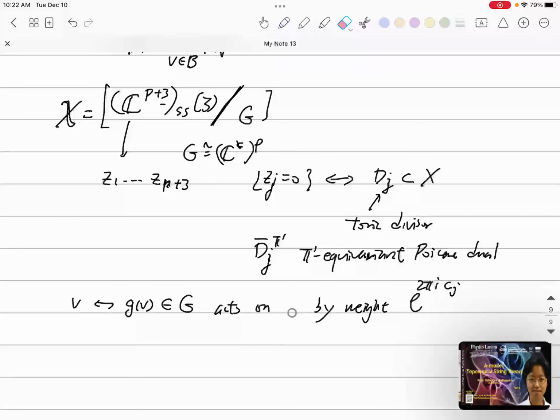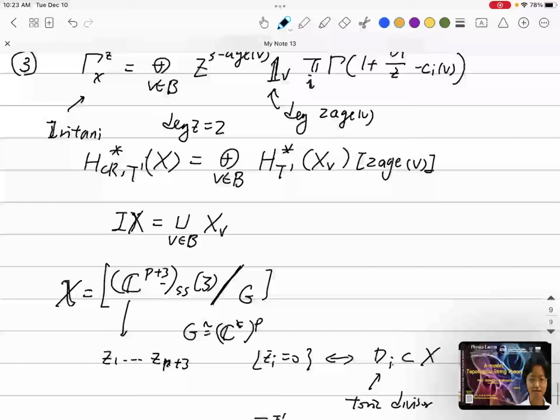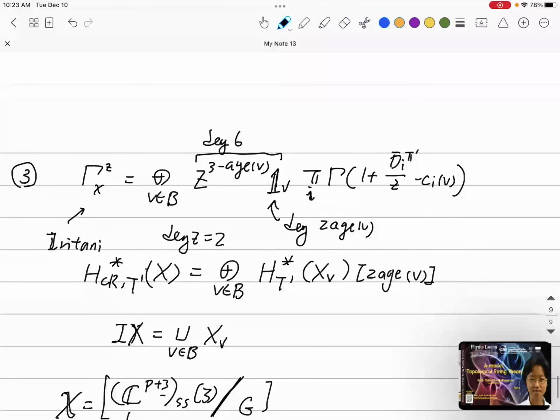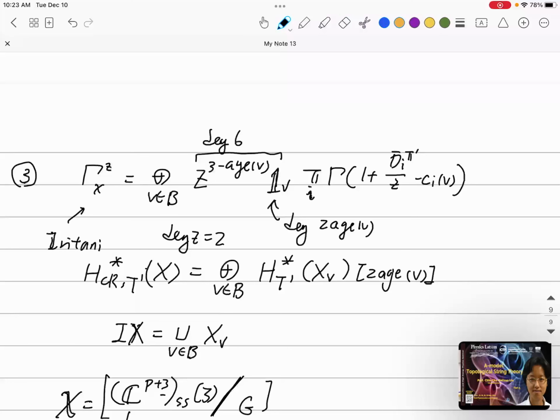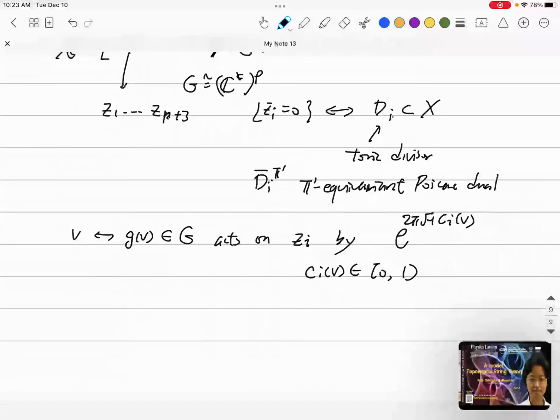So then i-th coordinate by multiplication by, so, yeah, it's a fractional number. So this explains this gamma class, but in any case, it just takes value in the Chen-Ruan equivariant cohomology, and also we modify by this z such that it's degree 6. So that's a gamma class.